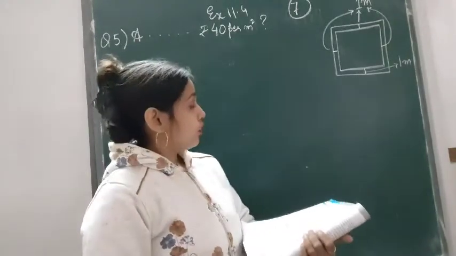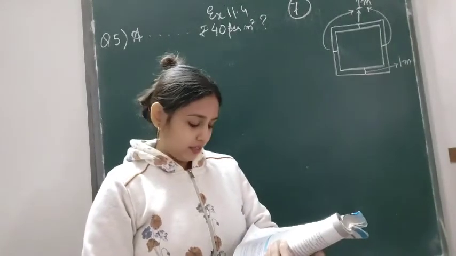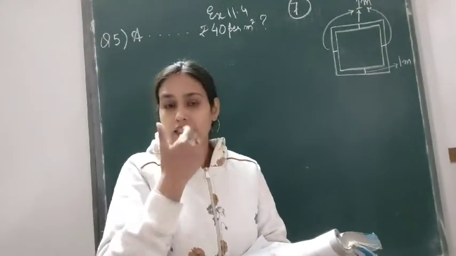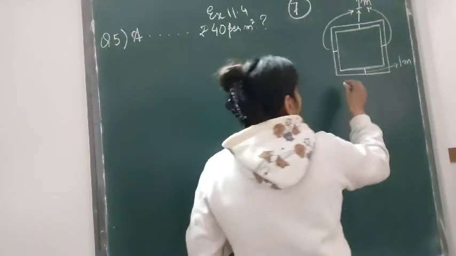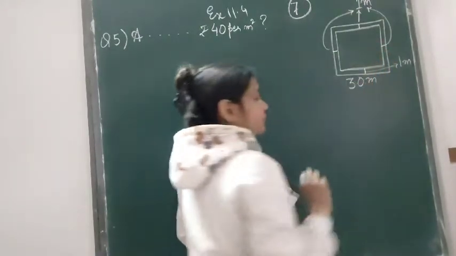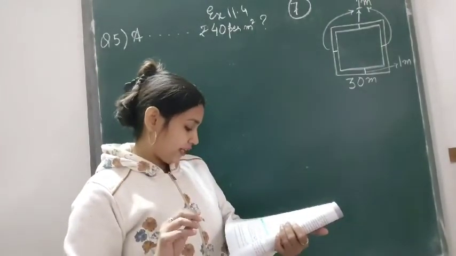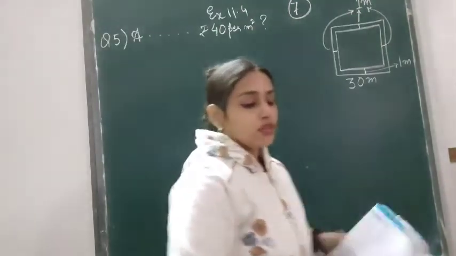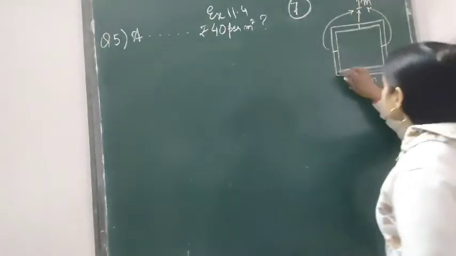And the garden is a square garden and each side is 30 meters. We have to find the area of the path, and also there is a second part for the question. So first thing, we need to find the area of the path. That means we need to find this area.